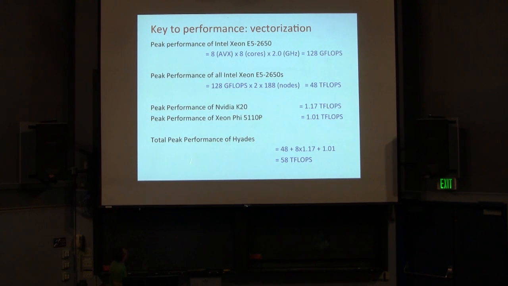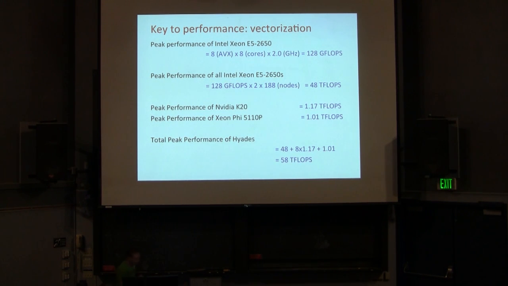So the first key to performance is vectorization, as you can see, right? If you don't use vectorization on conventional Intel CPUs, at most you can do one flop per cycle. But if you use vectorization, you can do 8, right?